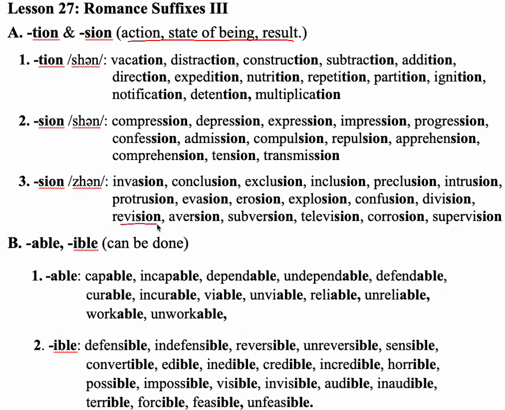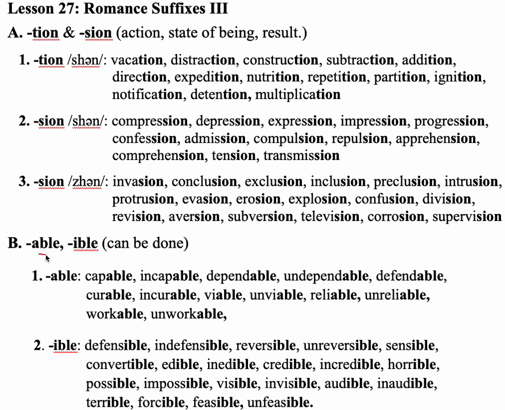Then we have revision, a state of being revised. Aversion, the state of being averted. Subversion, when somebody's trying to do something and somebody messes you up, they subvert what you're trying to do. Television, people watch too much of that. Corrosion, like on a chain on your bicycle. And by the way, you can see that chameleon prefix right there. Supervision, when somebody's supervising what you're doing. Supervision, the state of being supervised.